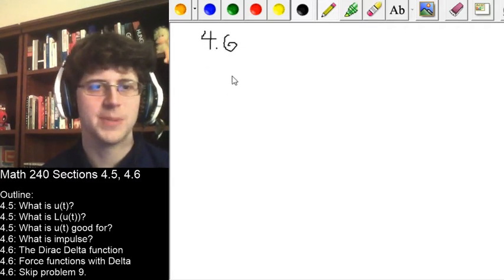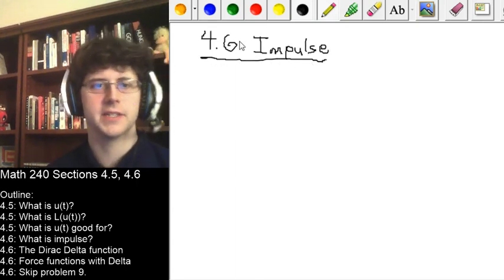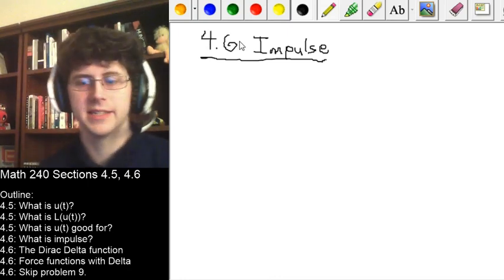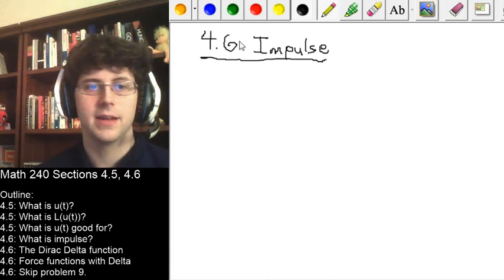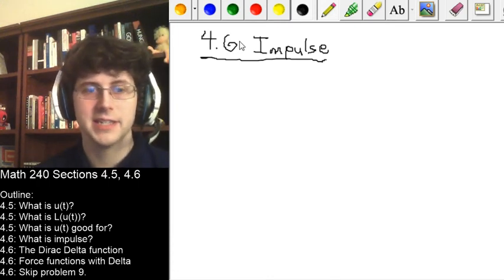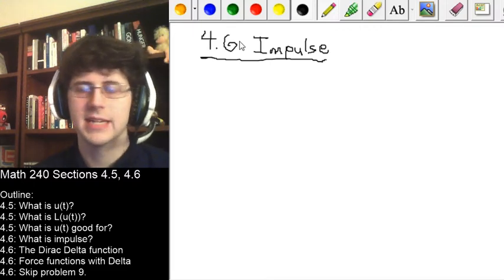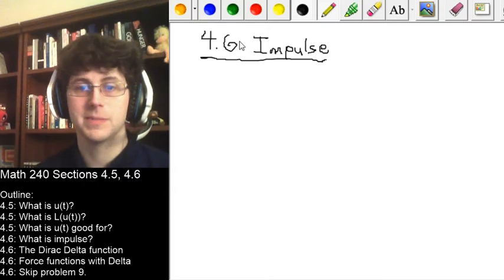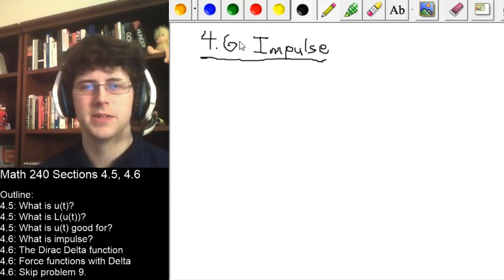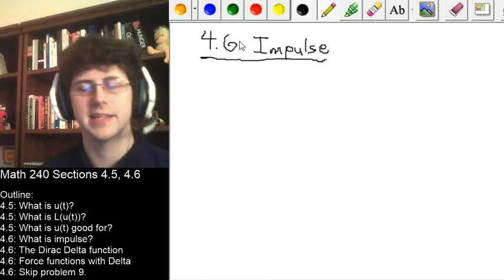Okay, 4.6 is about impulse functions. So the outline here is I'm first going to tell you what I know about physics as far as impulse, which is basically just how the units work. Then I'm going to show you what the Dirac delta function is and how it's useful. Finally, I'm going to skip the very end of 4.6, which was about something called Duhamel's principle. Duhamel's principle is really cool, but it's only one problem in the homework anyway, and so we're just going to cut it from the class because I missed the day, and so oh well.